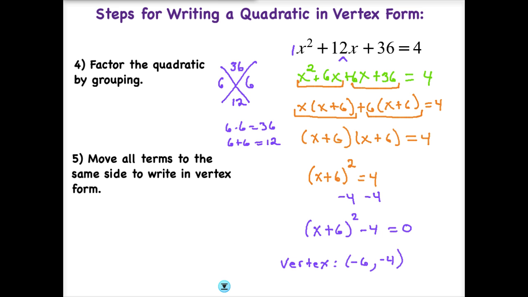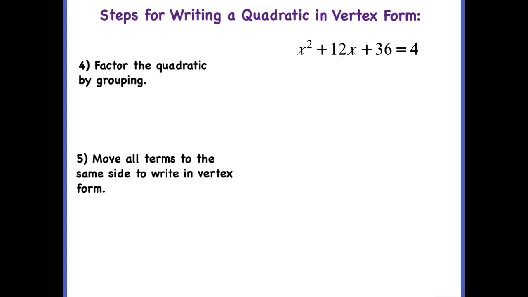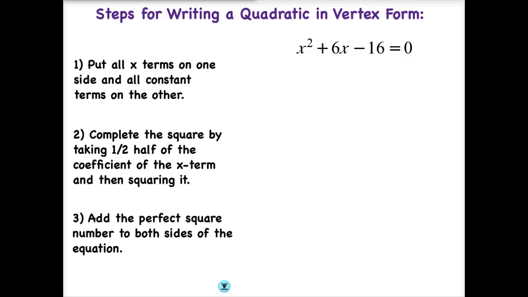Okay, let's try one more example, and this time we'll go ahead and use the shortcut now that you know what completing the square is and what a perfect square is in order to factor it quickly. So, first step, put all x terms on one side and all constant terms on the other. So we'll move this 16 to the other side, this time by adding it, because we always do the opposite. And we end up with x squared plus 6x, and we'll leave a gap here, is equal to 16.